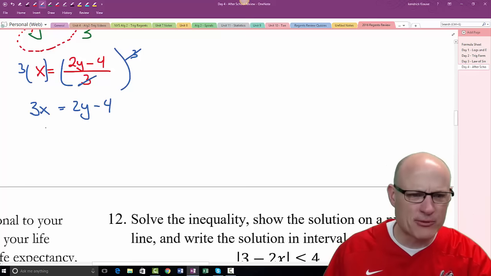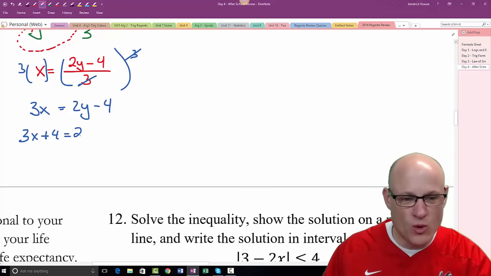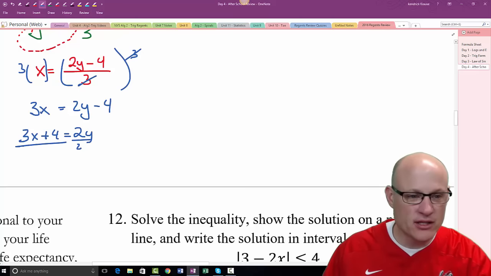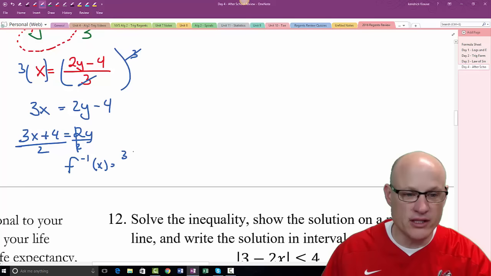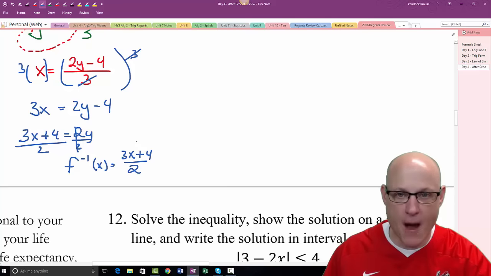Let's solve for y. I'm going to bring the 4 over, so I get 3x plus 4 equals 2y. Divide by 2 and divide by 2. And I'm going to leave it just like that. So f inverse of x is equal to 3x plus 4 over 2. Yes, it's going to be a pain in the neck.